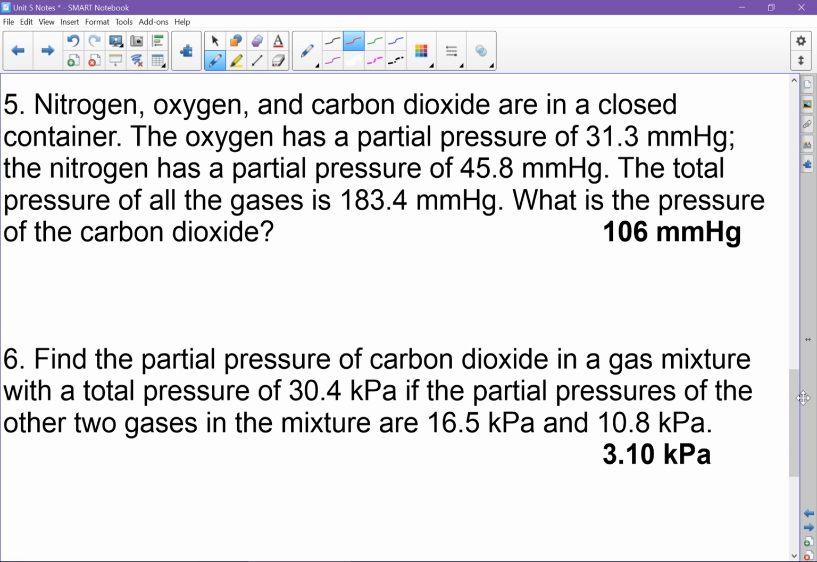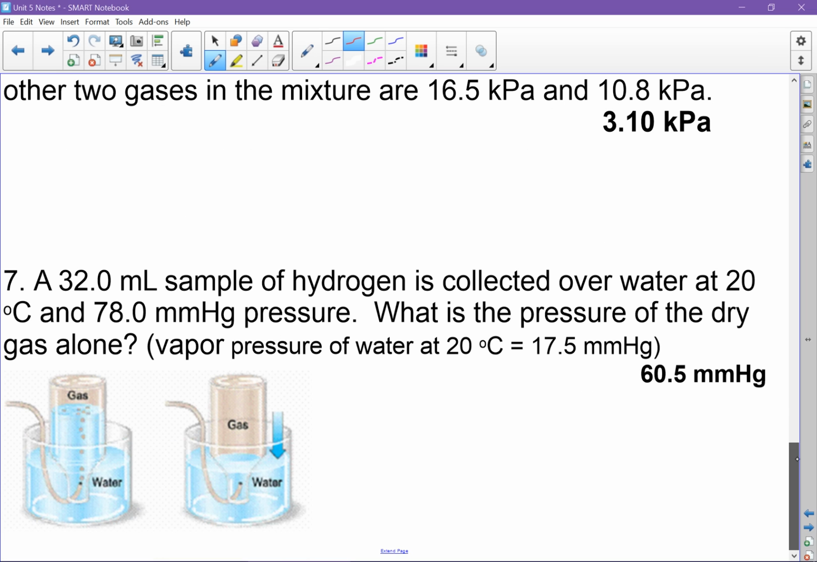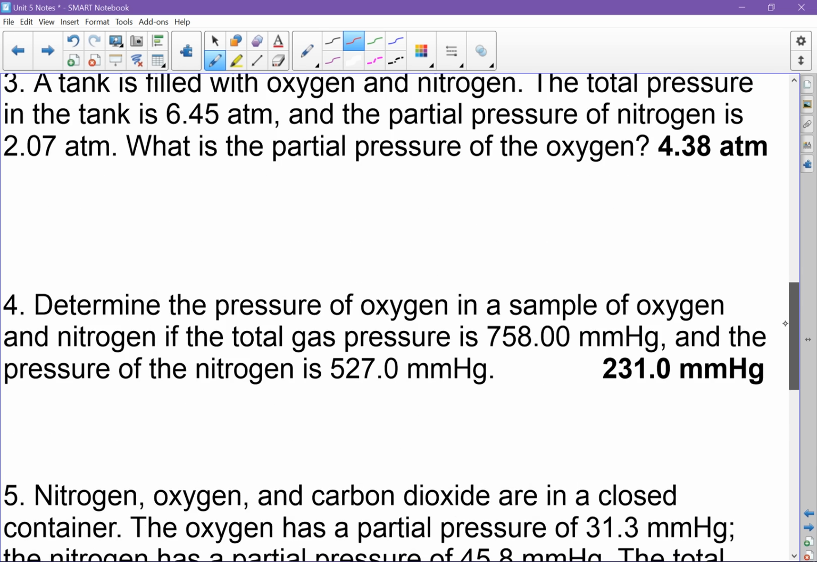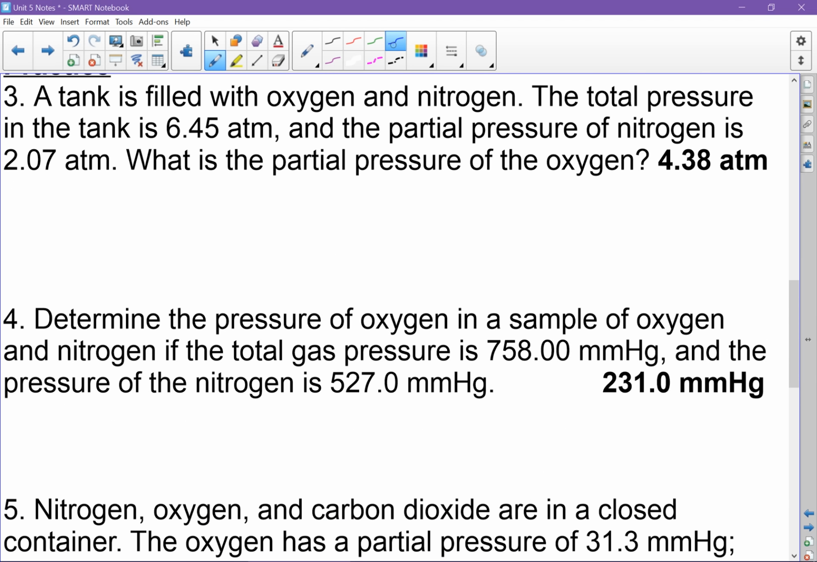There's 5 and 6, and there's number 7. Now, if you struggled with any of these, if you got a different answer, I'm going to walk through all of these so you can watch whatever you need to.